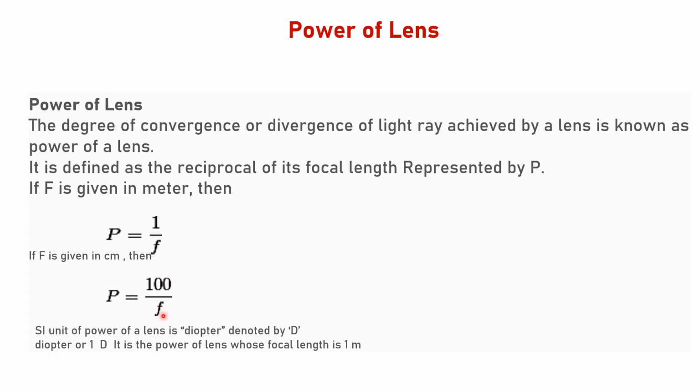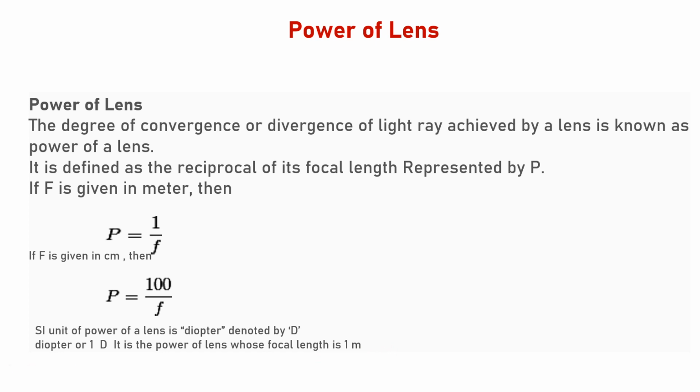The SI unit of power of the lens is the diopter, denoted by D. And how do we define one diopter? One diopter is the power of a lens whose focal length is 1 meter. Now let me explain this.